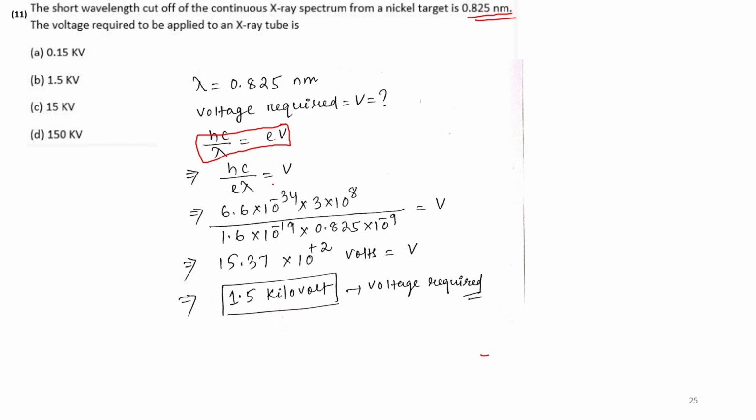So substitute all the values. We know the h value already, it will be 6.6 × 10^-34, into the c value 3 × 10^8, divided by 1.6 × 10^-19 into 0.825 × 10^-9. That will be the voltage value. Substitute all this and calculate, you will get 15.37 × 10^2 volt, that will be about 1.5 kilovolt. This much is the voltage required to be applied to an X-ray tube. Okay.